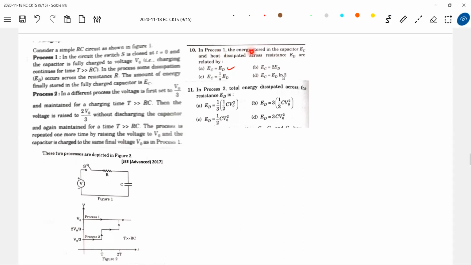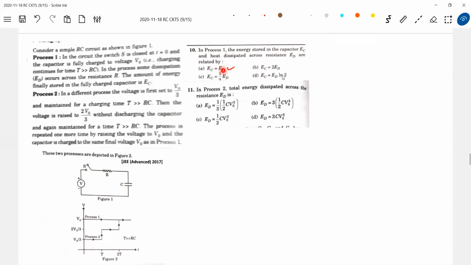The process one: the energy stored in the capacitor, EC, and the heat dissipated across the resistor, ET. It means we close the switch. After a long time, what is the drop across the capacitor? It will be V naught. Then what is the work done by the cell? Energy dissipated across the resistor plus energy stored in the capacitor. We know half of the work done will go into the capacitor, and the remaining will be dissipated as heat. These two, heat dissipated and energy stored, will be equal.